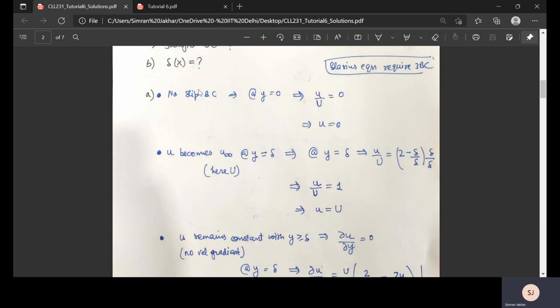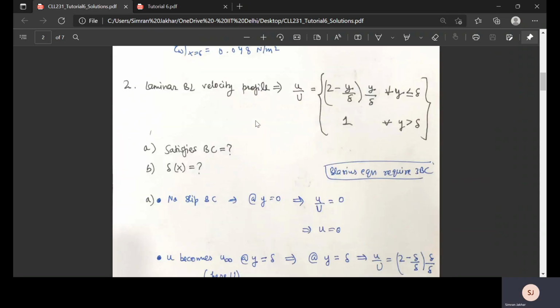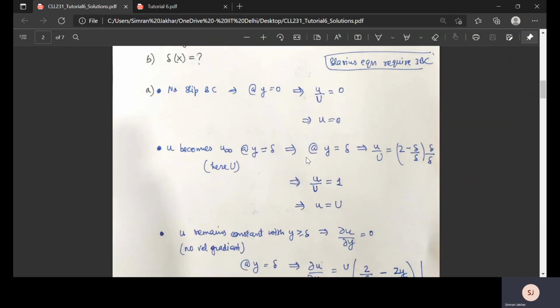So the first one is the no slip boundary condition, that is at y equals 0, near the plate, the velocity of water will be equal to 0. We can find it by substituting y equals 0 in this expression of u by capital U. So we will get the velocity as 0, which satisfies the no slip boundary condition.